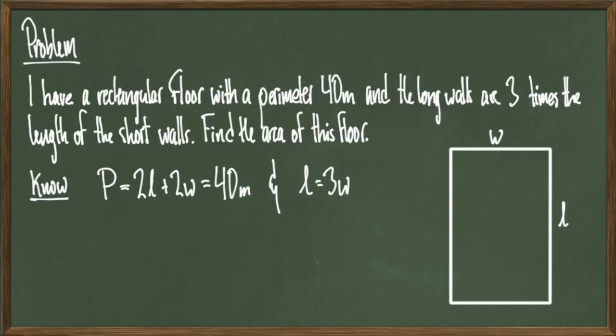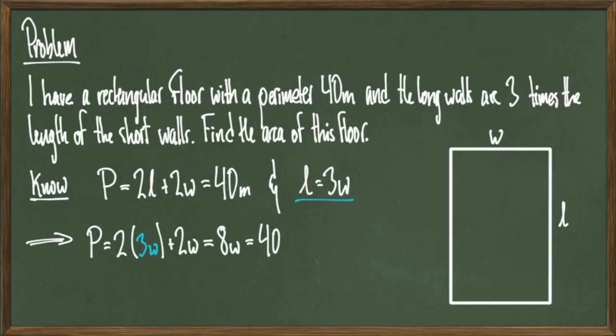Now since I'm able to write L in terms of W, I'll take my perimeter formula and solve for W just like I did in the previous problem. Doing this gives me P equals 2 times 3W plus 2W, which sums to 8W, which equals 40 because 40 is our perimeter. Again, I just replaced L with 3W because I know how to write L in terms of W. This brings me down to a one-variable problem, which is easier to solve.